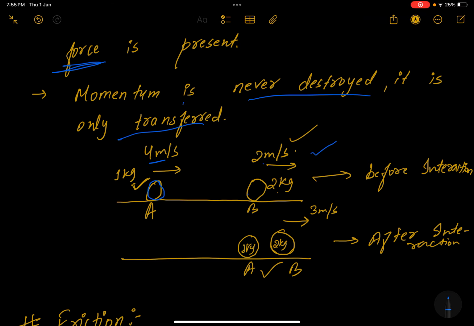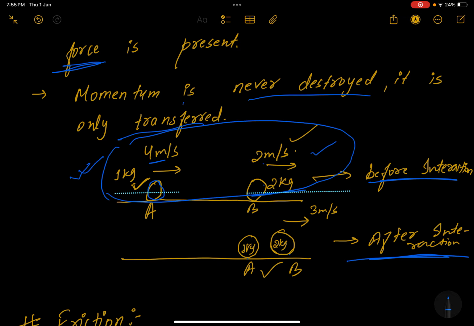So this is before interaction. What happens? The speed of ball B is less than the speed of ball A. So after some time, ball A hits ball B, and then there is a change in the speed of ball A and the speed of ball B. The interaction happened, as a collision happened. This condition is after interaction and this is before interaction. So what we are trying to say is that the momentum of this whole system before interaction is equal to the momentum of this.